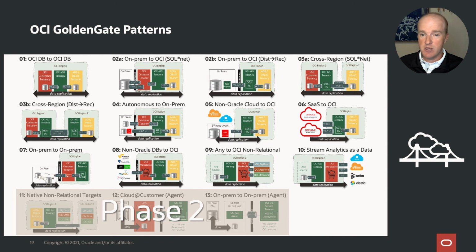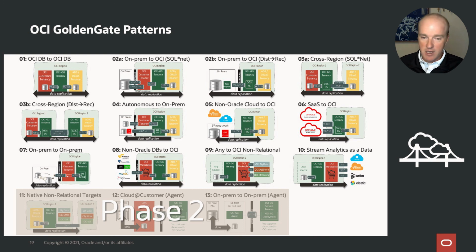So 2 and 2B are being able to replicate from on-premise. 3 and 3B are being able to replicate across regions. 4 is autonomous to on-prem. So we actually have the ability to replicate out of the cloud and move data back to on-premise. Of course, there are latency concerns and other things we need to think about, but we can do that. Number 5 is the ability for us to be able to have non-Oracle cloud.